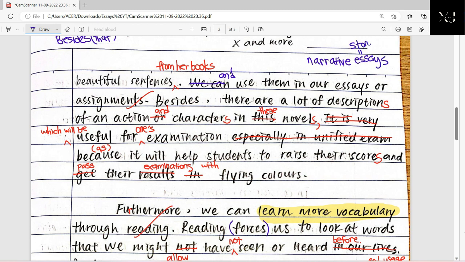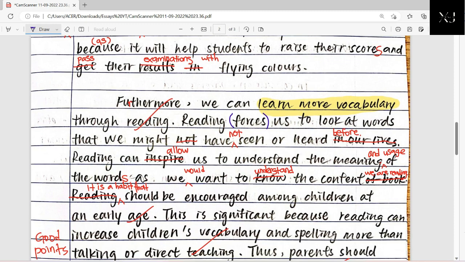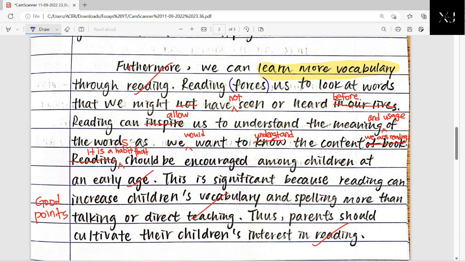They are stories. And then when you are able to improve your sentences, not necessarily that you must improve your grammar, but if you have a really good description of what is going on, you will surely get a good score. Pass one's examinations with flying colors is an idiom. It means to have a good score, a great score. So that is the second point, which is to improve our writing skills. Let's move on to the third point. Furthermore, we can learn more vocabulary through reading. That is her third point.